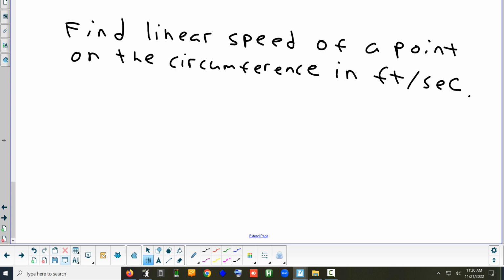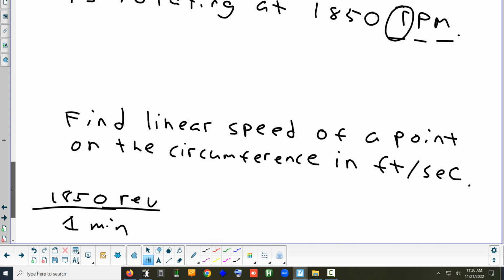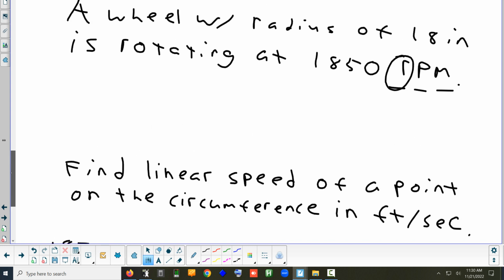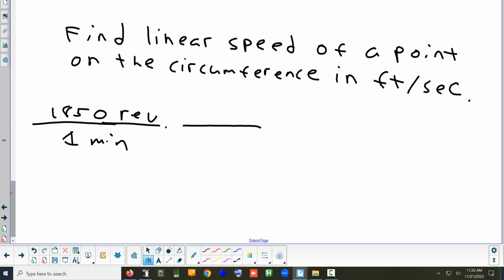So let's write down what we have. 1850 revolutions per minute. Well, let's get the time unit out of the way first. How would I get minutes to seconds? Yeah, in 1 minute, there are 60 seconds. You basically divide by 60. Now that's revolutions per second.